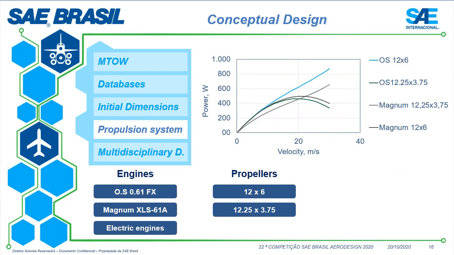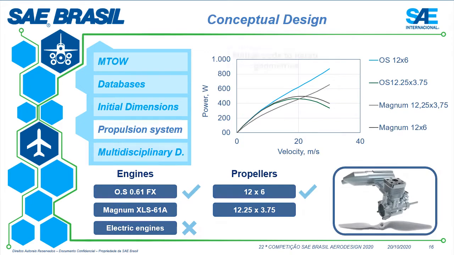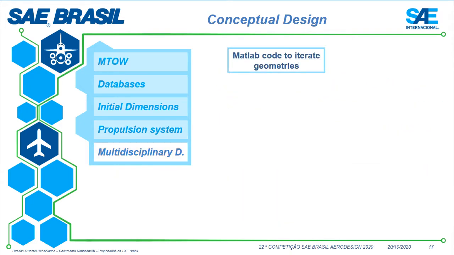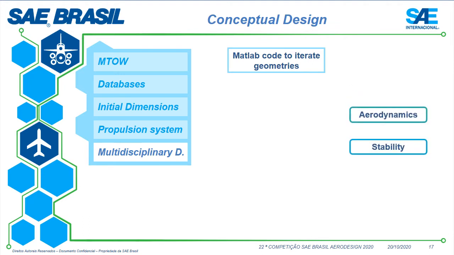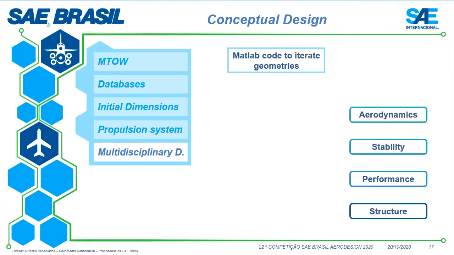Electric engines were ruled out due to economic and logistic reasons, since the access to laboratories and equipment was denied. The OS with the 12x6 propeller was selected due to its higher power for the estimated speed range. With this, geometries were iterated with a MATLAB code that integrated aerodynamics, stability, performance, and structural studies through 5 phases.